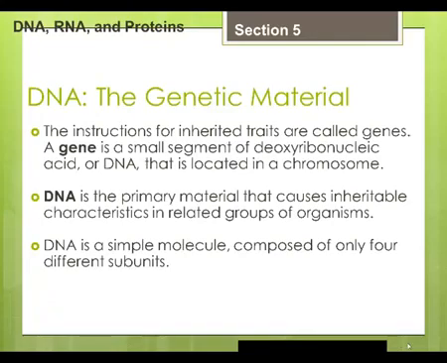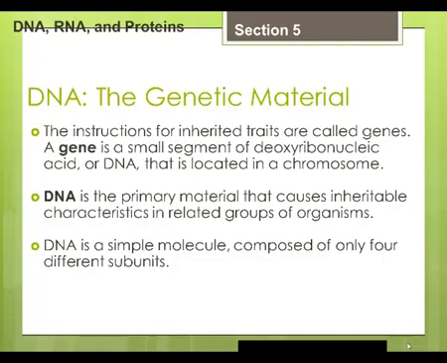DNA, the genetic material. The instructions for inherited traits are called genes. Genes are small segments of DNA, and all of those DNA genes are actually located on the chromosomes. So remember, a chromosome is this big bunch of DNA that's all wrapped and coiled together. A gene is a very small section of that DNA that's found in the chromosome.